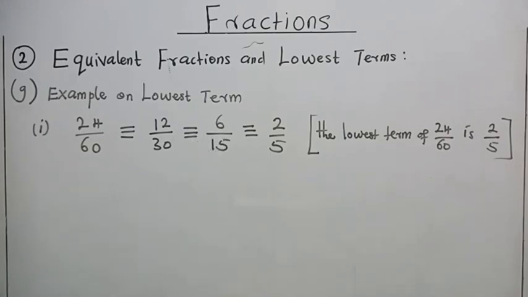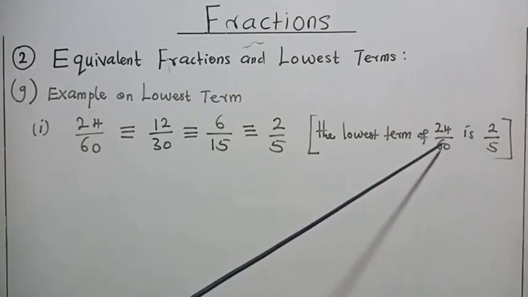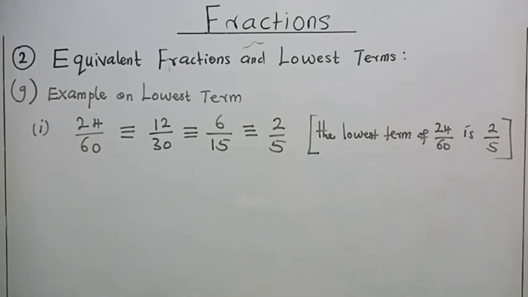6 and 15 still have a common factor that can divide them. What is that number? At this point, I think we still have only one, and that is 3. When 3 divides 6, we have 2. When 3 divides 15, we have 5. Therefore, 2 over 5 is in its most practicable form and is therefore called the lowest term of 24 over 60.